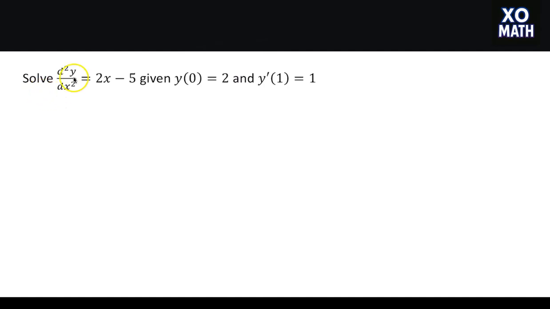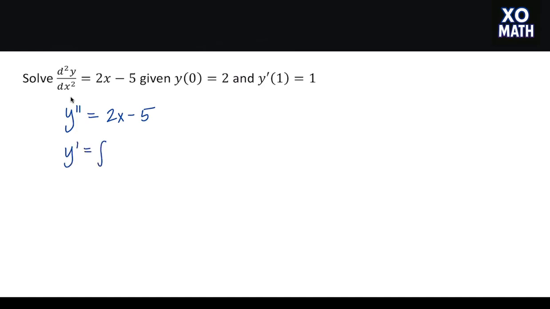Now let's solve the second derivative of y with respect to x is equal to 2x minus 5, given the two initial conditions, y of 0 equals 2 and y prime of 1 is equal to 1. So here we have a differential equation that involves a second derivative. So we are interested in finding the original function y. So we're going to need to integrate twice. So another way to rewrite this is to think about this as y double prime is equal to 2x minus 5. So we're going to have to integrate once to get y prime.